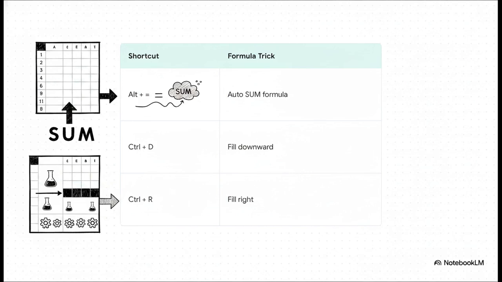Zero typing required. And once you have that formula, don't copy and paste it. Just select the cells below and hit Ctrl D to drag that math downward instantly. Or if you're working on a horizontal timeline, Ctrl R fills the formula seamlessly to the right.